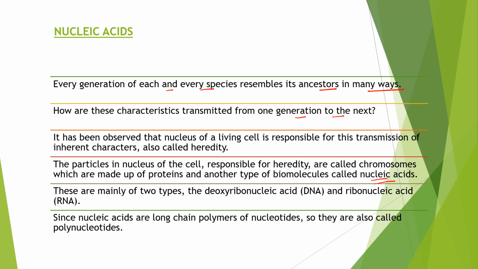There are two types of nucleic acids, mainly DNA and RNA. DNA is deoxyribonucleic acid and RNA is ribonucleic acid. Since nucleic acids are long chain polymers of nucleotides, they are also called polynucleotides. Next, we will study the chemical composition of nucleic acids.